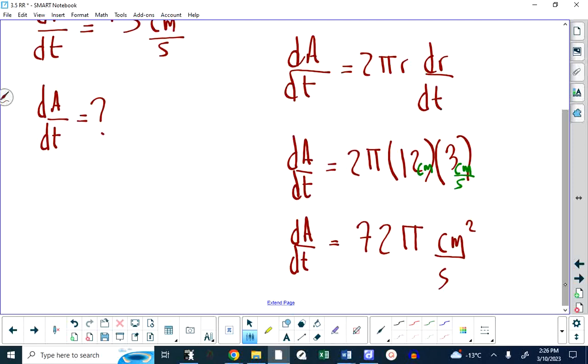I think everybody understands that this is not a very practical answer. If you were an engineer and you wanted to know at a particular point in time how many square meters of oil are being added to the spill, and you say to the people who are trying to clean it up, oh, it's 72 pi, they're smart enough to know what you mean, but 72 times pi is a more informative number. Would you agree? Okay.